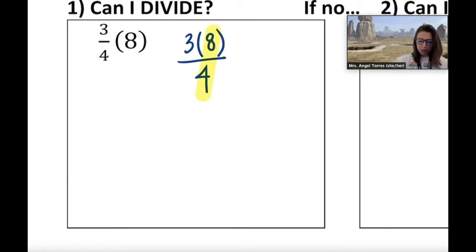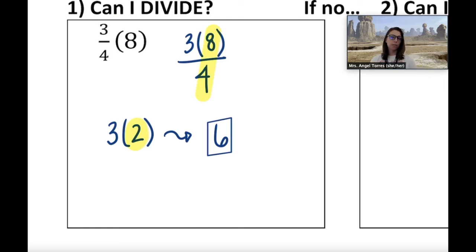8 divided by 4 is 2. So my expression simplifies to 3 times 2, and 3 times 2 is 6. So 3/4 times 8 is 6, or you could say 6 is 3/4 of 8. So if you can divide, you should do it. It makes your life a lot easier.